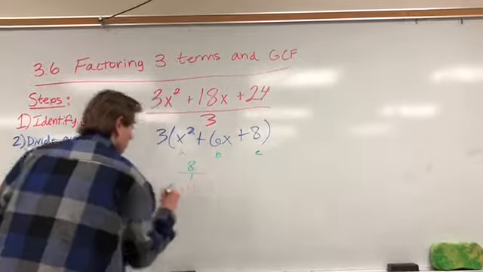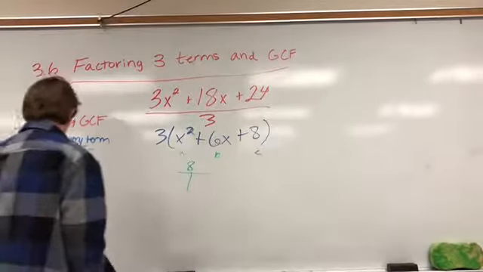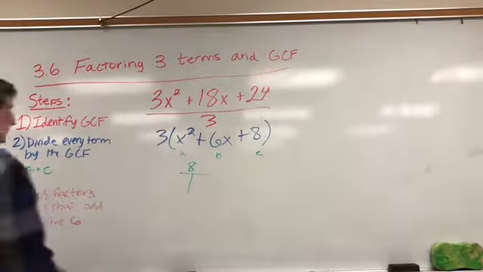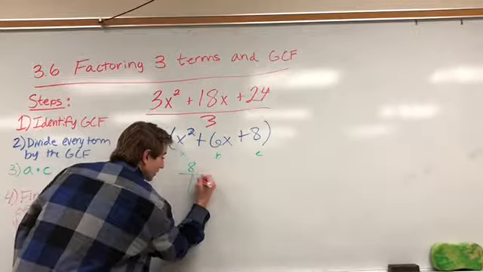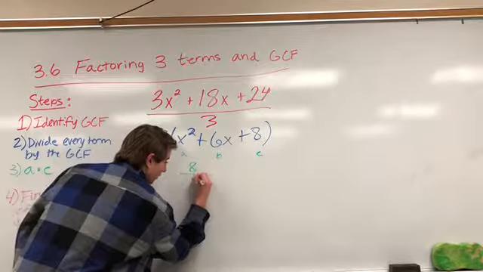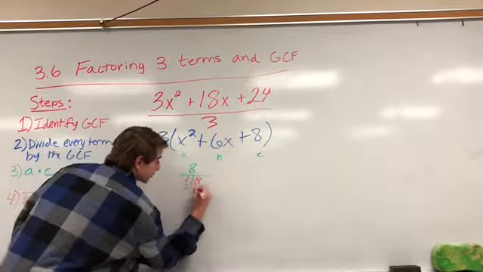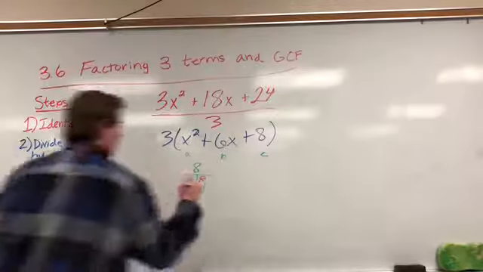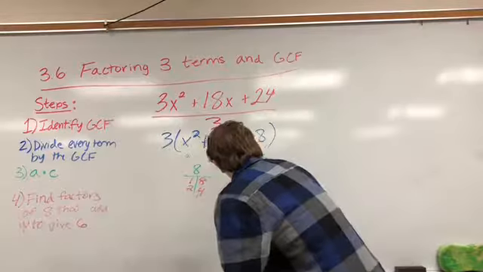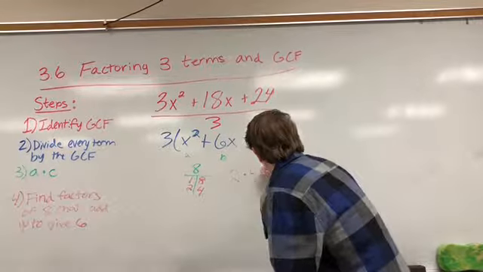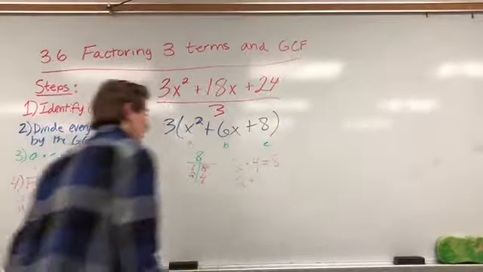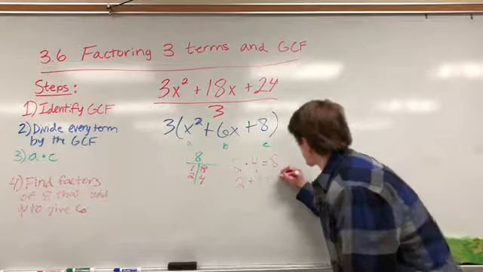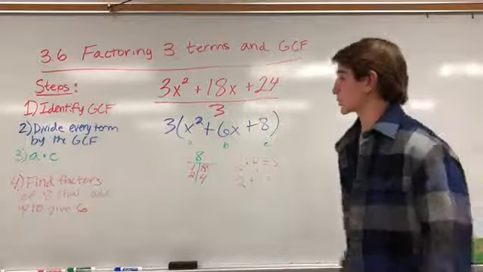So now we have to find the factors of 8 that add up to give us 6. So 1 and 8, and 2 and 4. Obviously it's 2 and 4 because 2 times 4 equals 8, and then 2 plus 4 equals our B, which is 6. So these two factors will work.